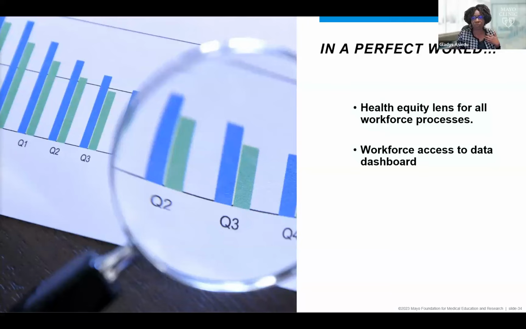And so we come to the point of patient diversity. How diverse should our patient population be? These are questions that we ask. But before we go on to that, in a perfect world, we would see health equity. We would want to use a health equity lens for all our workforce processes. Our workforce access to data dashboard will be transparent. And we also hope so for our patient population as well.